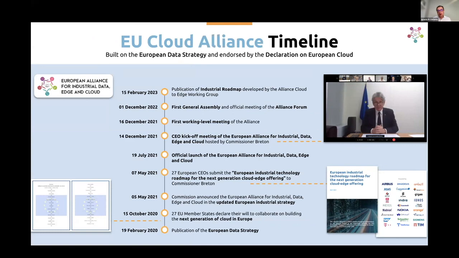Well, this summarizes the timeline of the alliance. The European Alliance builds on the European Data Strategy from February 2020. Its creation was endorsed by the European Council and the Declaration of the European Cloud, signed by all member states in October 2020. You can see in the timeline that the alliance was launched in July 2021. We had our first meeting, the kickoff meeting, in December 2021, and we had our first assembly a couple of months ago in Brussels in December 2022. In a few weeks, we will release a new version of the industrial roadmap.